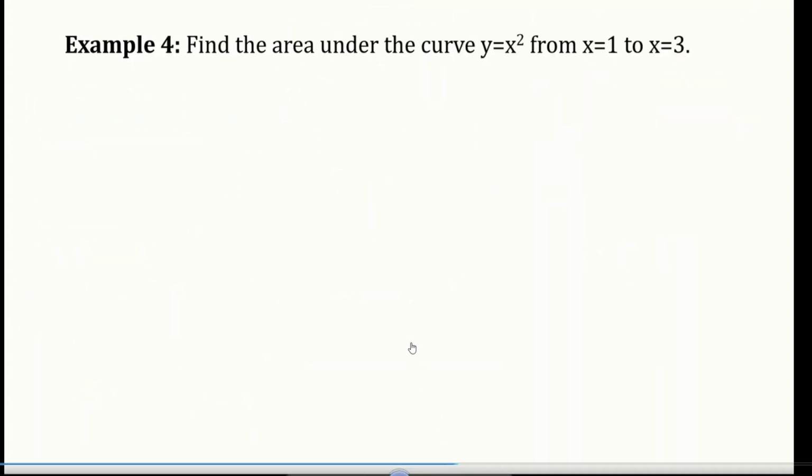Now let's continue with example number 4, and this time we are going to find the area under the curve y is equal to x squared from x is equal to 1 going to x is equal to 3.